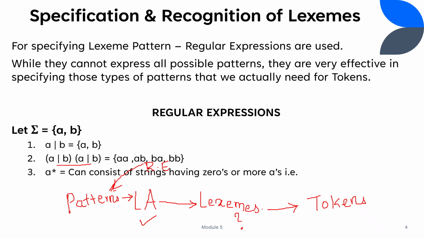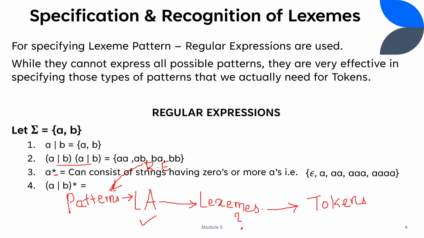Next, a star. Whenever you write star in your regular expression, it means zero or more occurrences of that particular expression. Because it is a*, it will have zero or more occurrences of a. Thus, my valid strings will include epsilon, the null string, then a, aa, aaa, four times a, and so on. And lastly, it is (a|b)*.